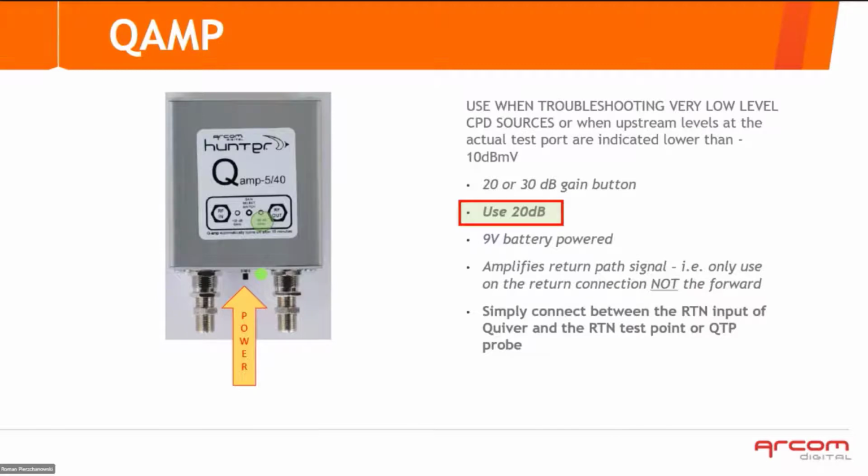But depending on the device and on the plant, if you typically see CPD properly and you search it comfortably without usage of the Q-amp, work without a Q-amp. If you feel like you have to use it, you have to use it. Just pay attention to the fact that it needs to be powered on when you want it.